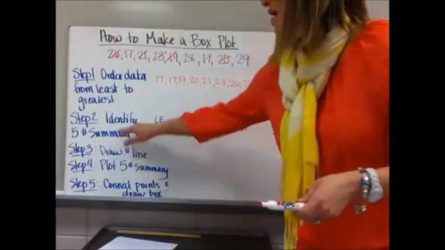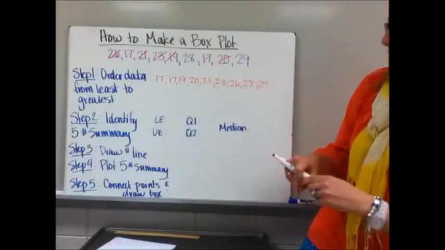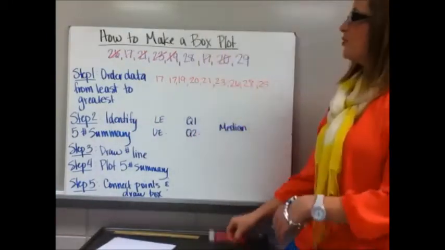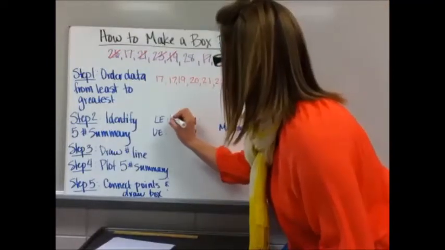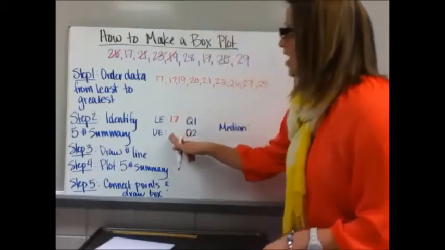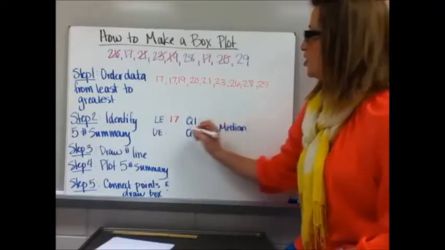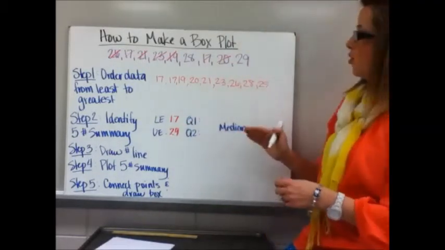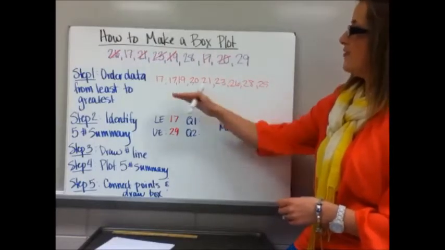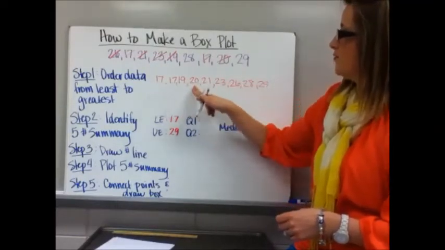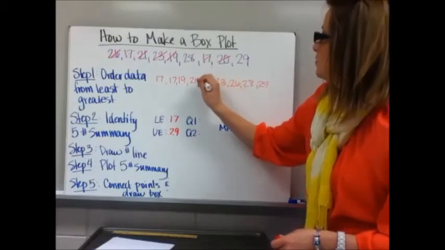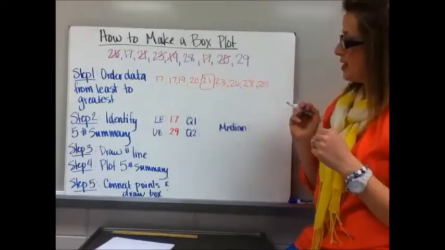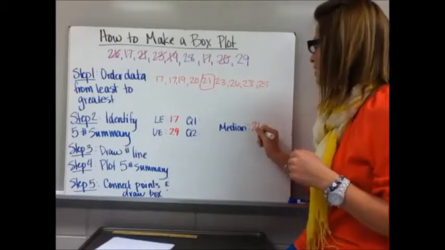Second step is to identify the 5-number summary. So first we're looking for the lower extreme. The lowest number I have is 17. The highest number I have, the upper extreme, is 29. Now to divide into quartiles. Find the median first. I have 9 numbers, so 1, 2, 3, 4, 5. 21 is my median. And see how that split it into 2 other data sets. So 21 is my median.